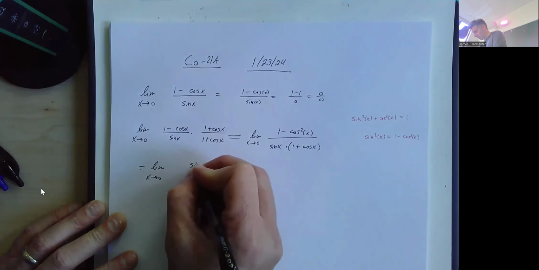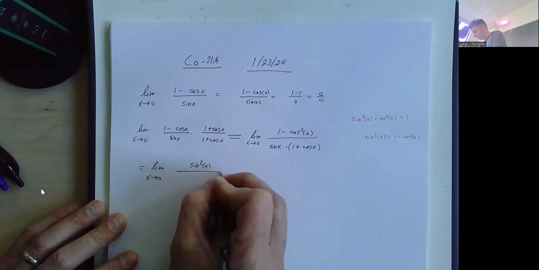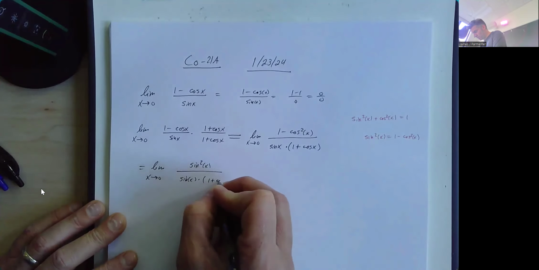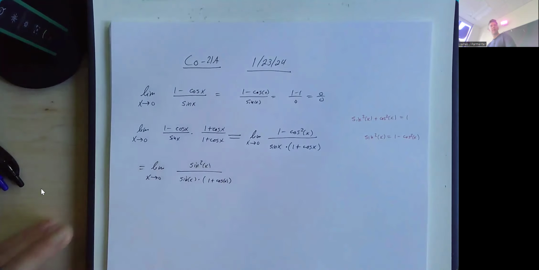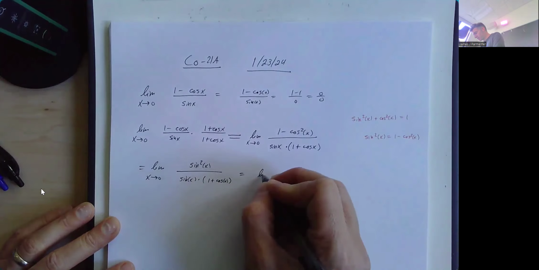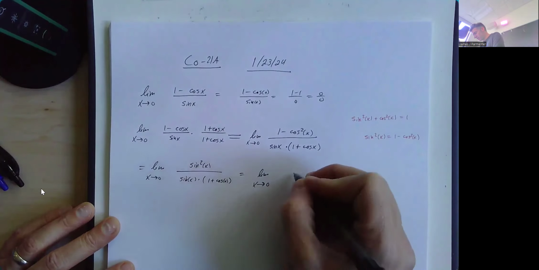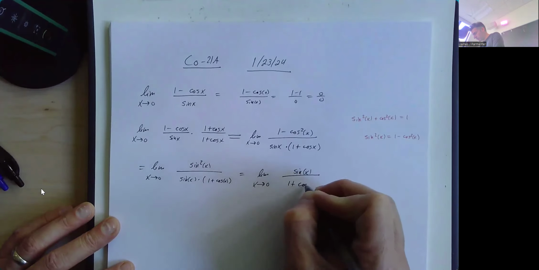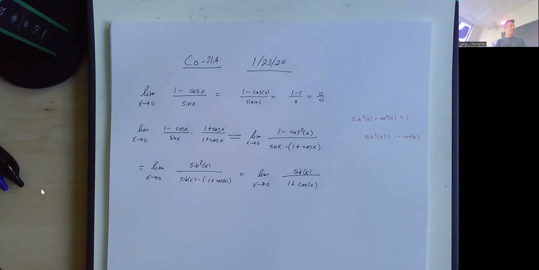So I've got sine squared of x on top now. On the bottom, I still have sine of x times 1 plus cosine of x. But now, sine squared x divided by sine of x, I can divide out one of those sines. And I'm left with just the limit as x approaches 0 of sine of x over 1 plus cosine of x.